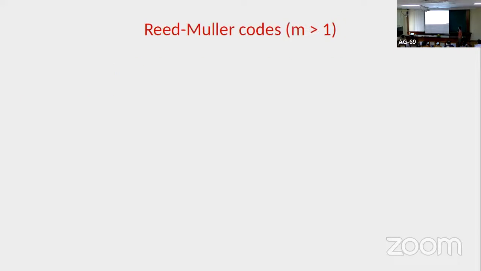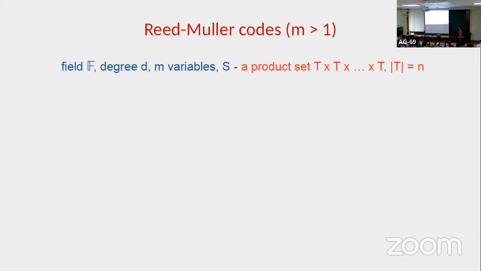So the main protagonist of this particular talk are what are going to be called Reed-Muller codes. These are polynomial evaluation codes when the number of variables is more than 1. And here the set S that we usually take is a product set, a Cartesian product. You take a set T of the underlying field F of size n, and you take the Cartesian product of T with itself m times. Okay, so it's a grid.